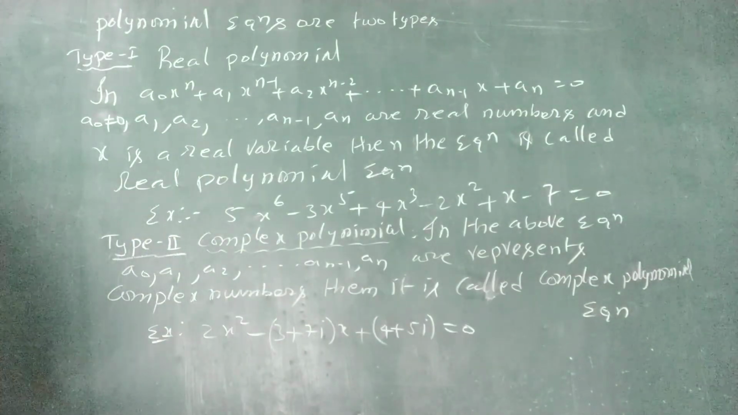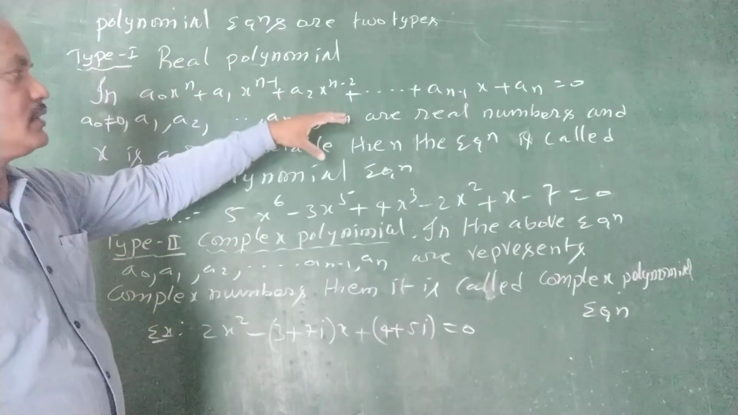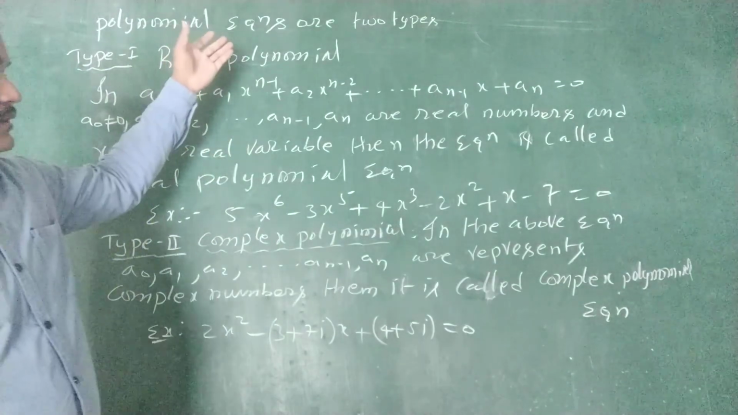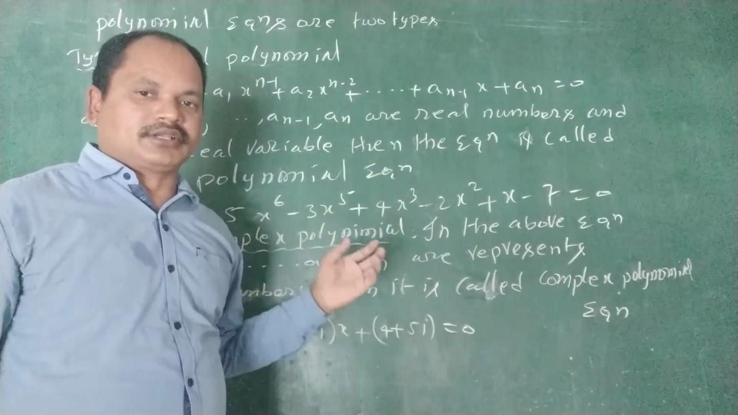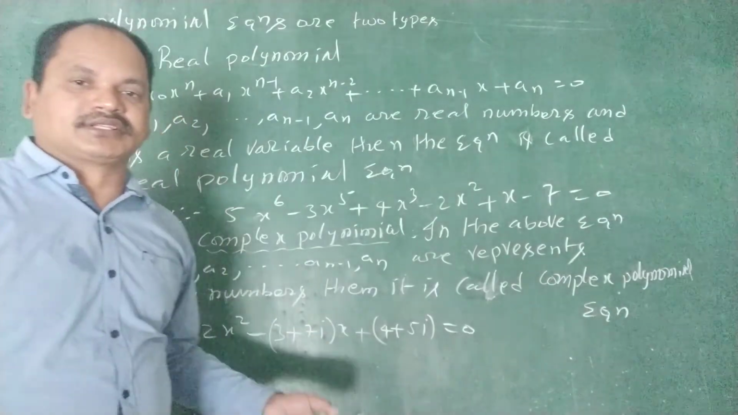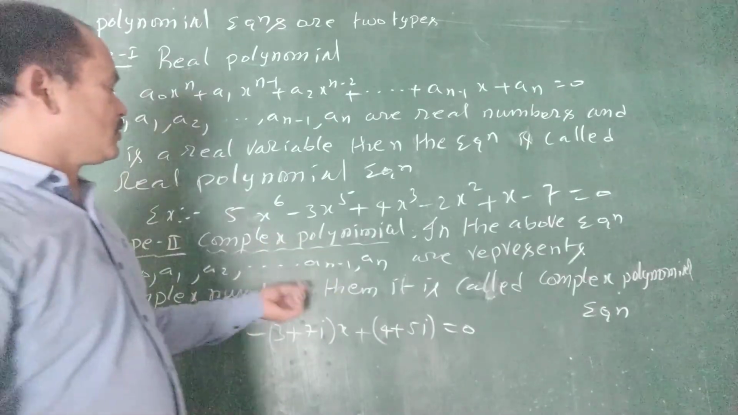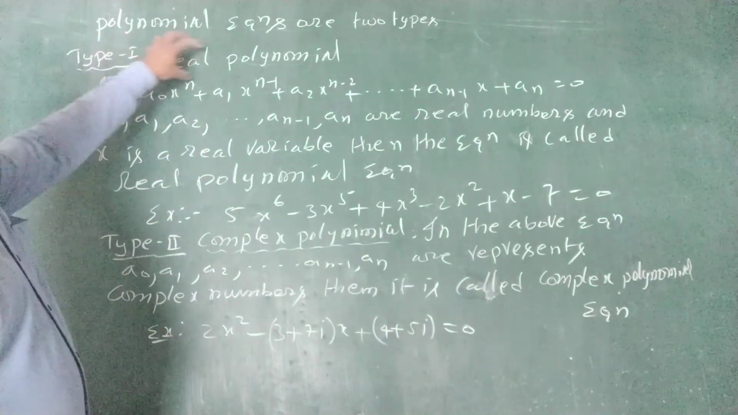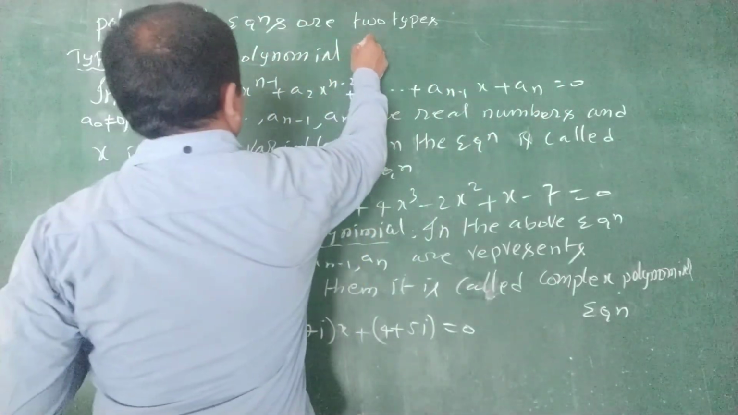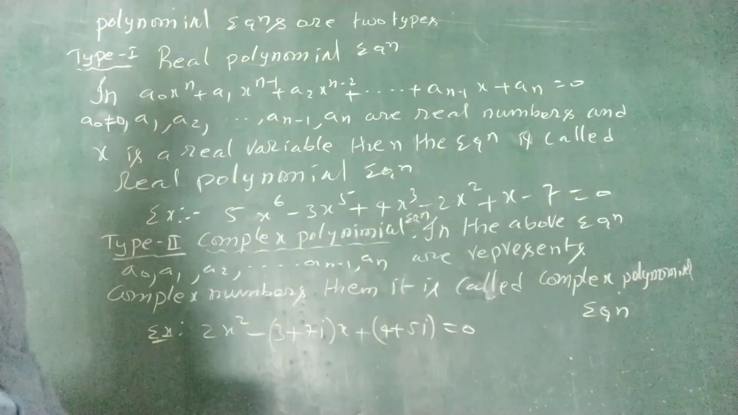That's why polynomial equations are of two types. If the constants are real numbers, then the polynomial equation is called a real polynomial equation. If the constants are complex numbers, then the polynomial equation is called a complex polynomial or complex polynomial equation. No problem. It is a complex polynomial equation, it is a real polynomial equation. Okay, that's all.